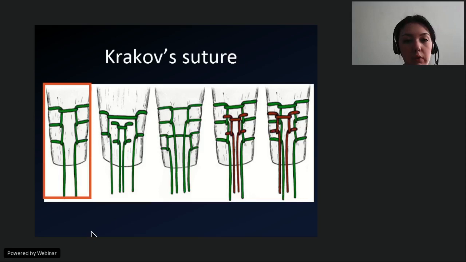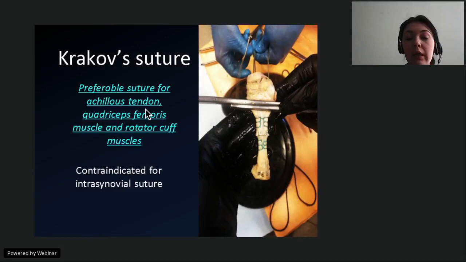It is a preferable suture for the Achilles tendon, quadriceps femoris or patella tendon, and rotator cuff muscles. And it is contraindicated for intrasynovial suture because there are very many threads outside of the tendon.